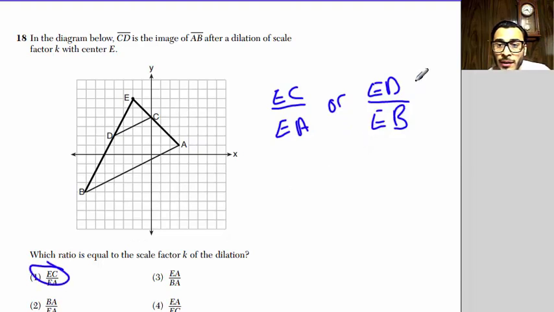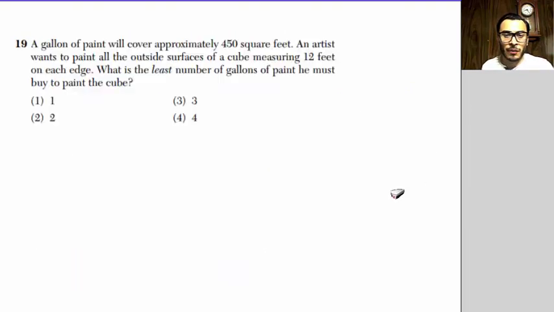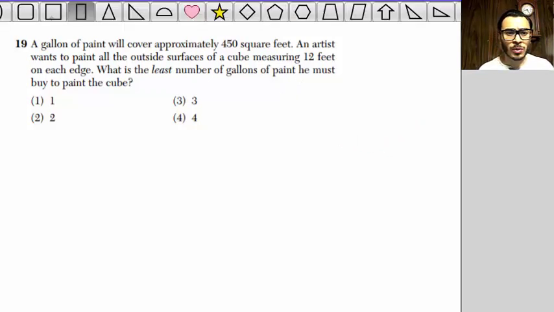So the answer will be choice 1 because this is not one of the choices. All right, number 19. A gallon of paint will cover approximately 450 square feet. An artist wants to paint the outside surfaces of a cube measuring 12 feet on each edge. What is the least number of gallons of paint he must buy to paint the cube?